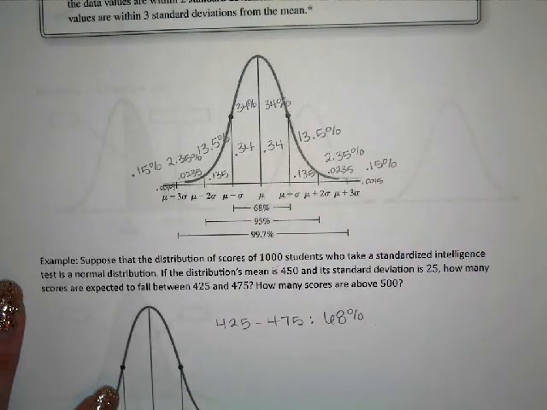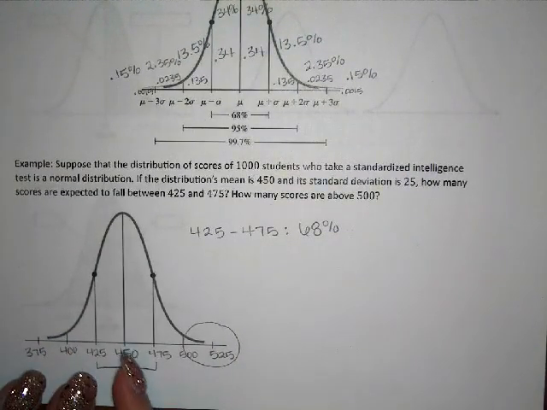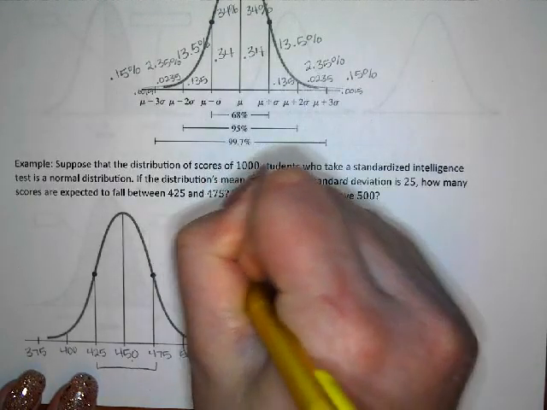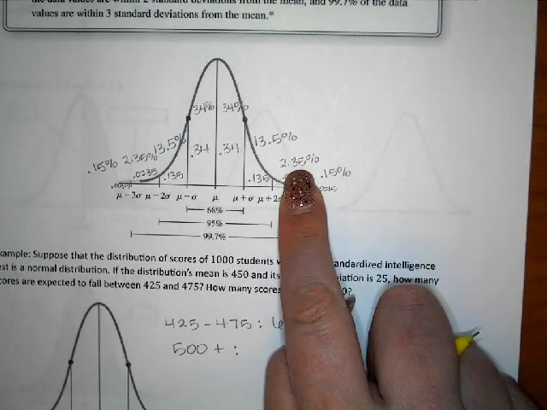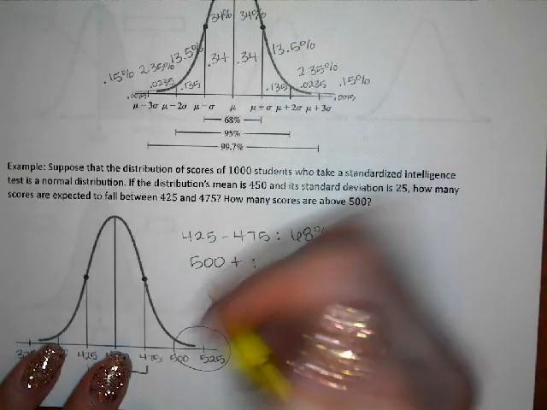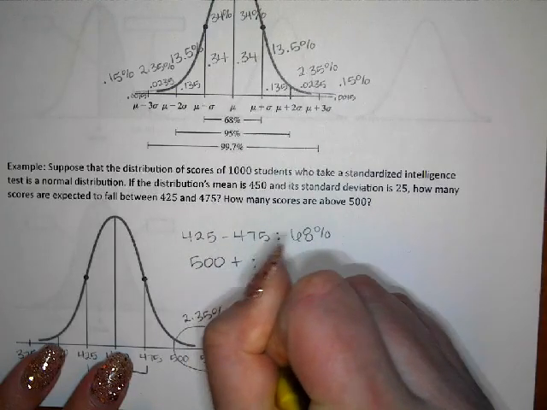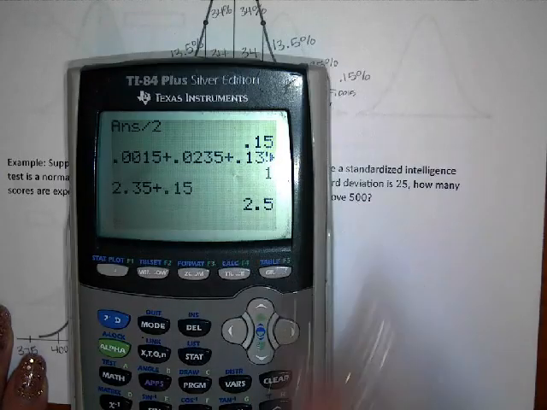So if we look back at this example problem, it said we have a data value that is 2 standard deviations above the mean, and they want to know what percentage of the data is more than 2 standard deviations above the mean. So what percentage of the data is above 500? And that would be 2.35% and 0.15%. So 2.35% and 0.15%. And that's 2.5% of the data.